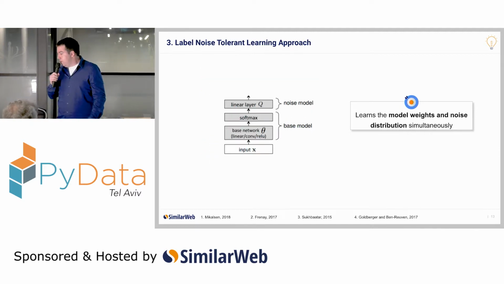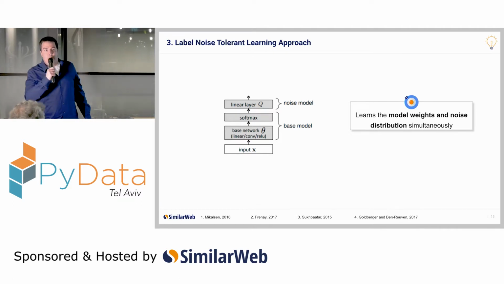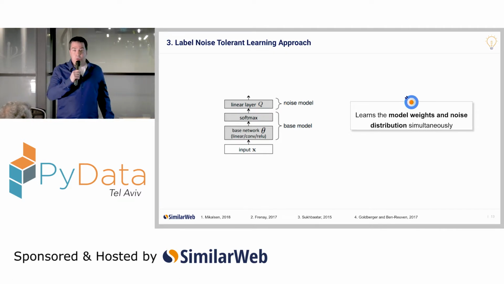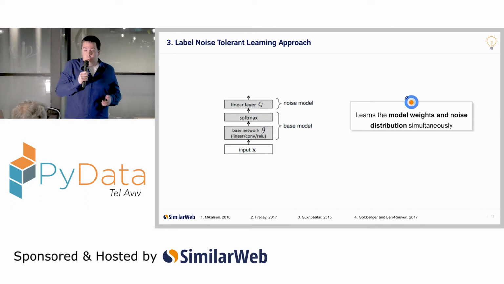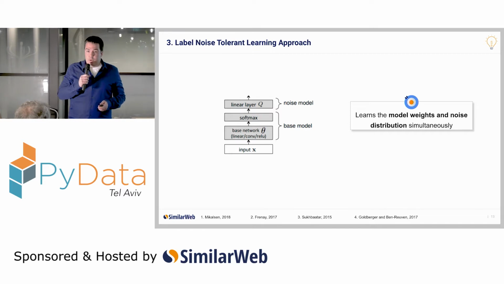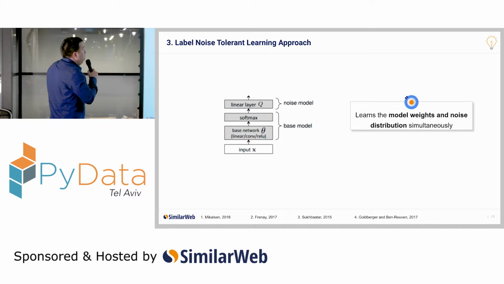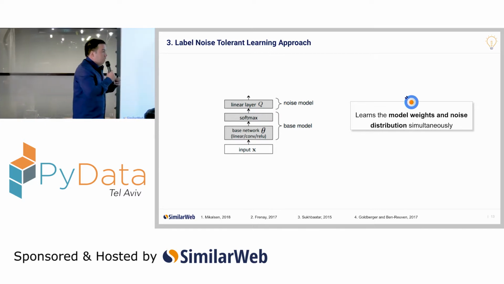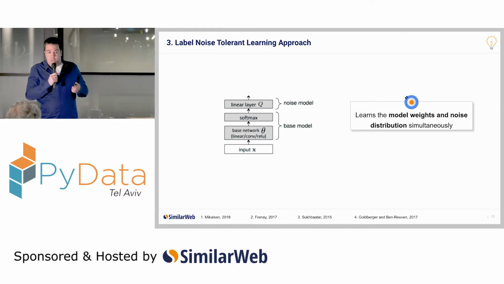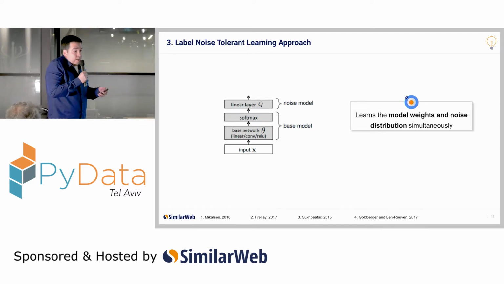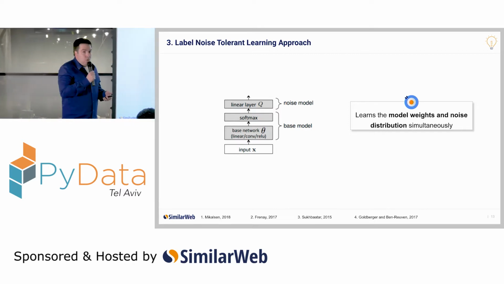The third is the noise-tolerant learning approach. It is based on models that learn the model weights and the noise distribution parameters simultaneously, while assuming a certain prior regarding the label noise. In this specific example, we talk about models which can learn the noise parameters simultaneously with the model parameters, like in an example using a Bayesian approach, in which you will assume a certain prior.